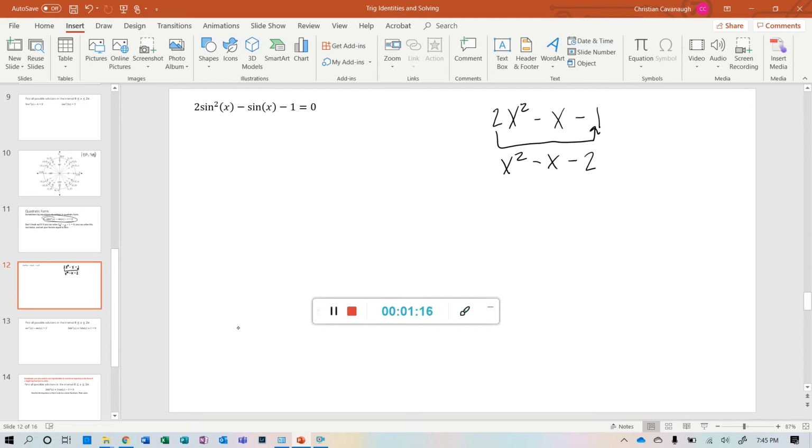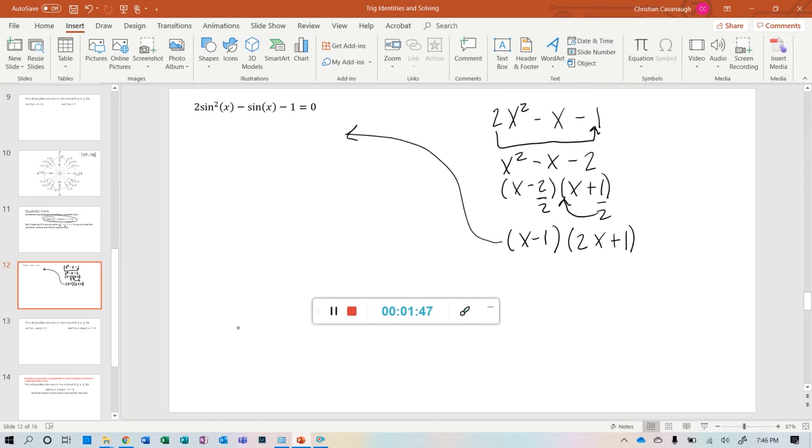So I have x squared minus x minus 2. That's going to factor to x minus 2 times x plus 1. But since I slid the 2 over, I need to now divide the 2 back out. So I have x minus 2 over 2 is x minus 1. And x plus 1 over 2, I want to just slide that 2 back to the front so I don't have a fraction in my factor. So I have 2x plus 1. So now I need all of this to come back over here and apply it with sine x instead of x. So that means I'm going to have sine x minus 1 times 2 sine x plus 1.